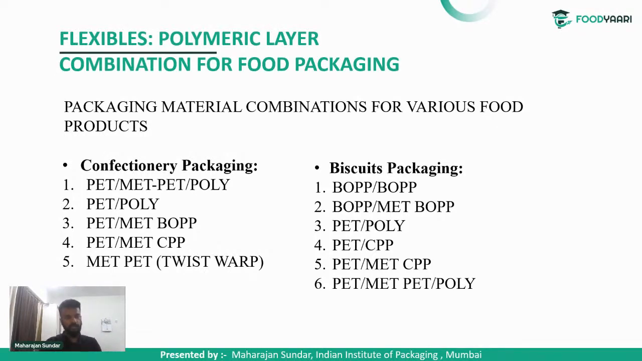Okay, here the PET is the first one in a confectionery packaging. The PET acts as a polymeric sealing agent. Metallized PET acts as a barrier layer. And polyester acts as a printing surface. It gives good printing and good ink refractions.